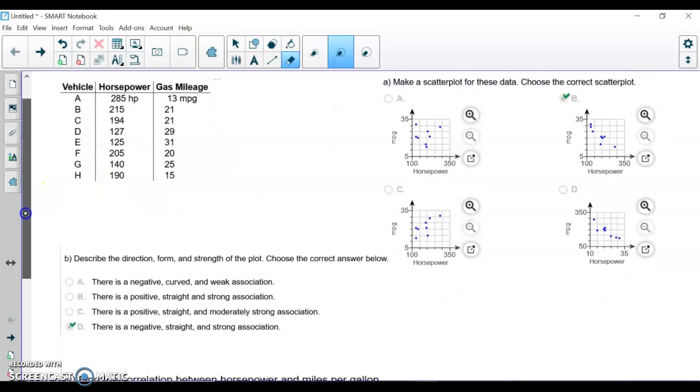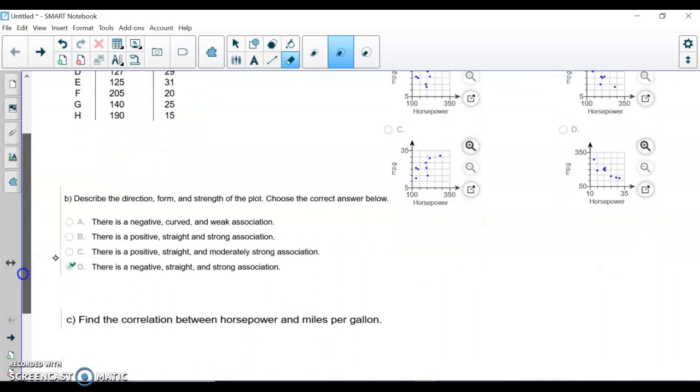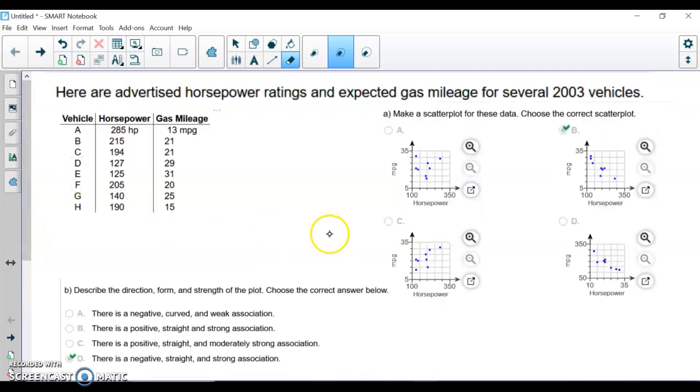Part B wants us to, you don't necessarily need to do this step actually at part B. I honestly would probably do step C next and then do B, but maybe you'll see after we get to C. I'll just do it in the order and way it's presented. So what's meant by negative versus positive in terms of the direction, the form, and the strength of this particular plot? Well, we'll start off with the negative versus positive.